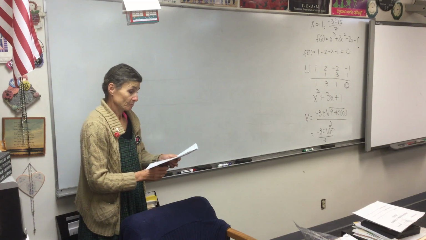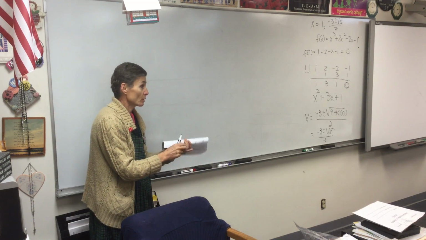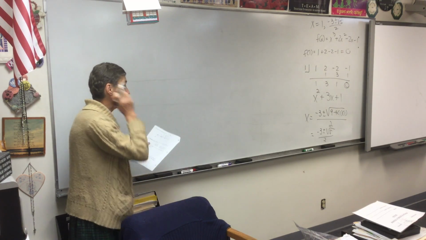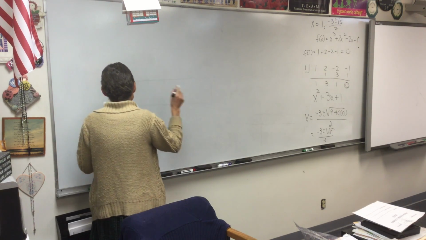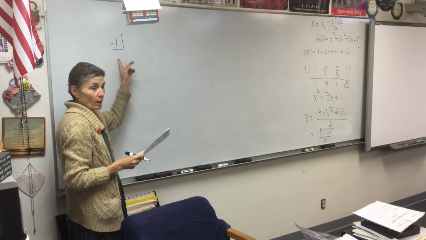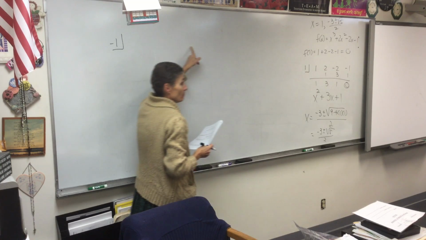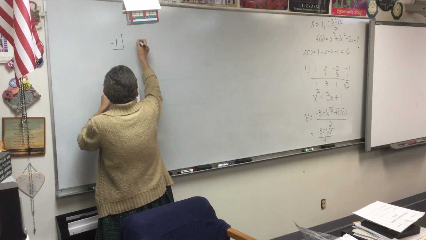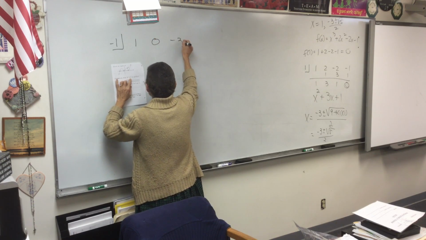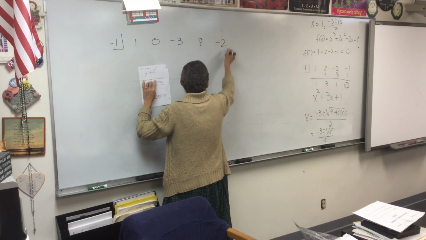Problem 11. We're almost done with this one, and we'll start the next one. Number 11, synthetically divide. Now, this is a tricky problem. Negative 1. We all know there's a negative 1 out here, but tell me about the numbers that go across. There's 1, 1, 0, negative 3, 8, negative 2.